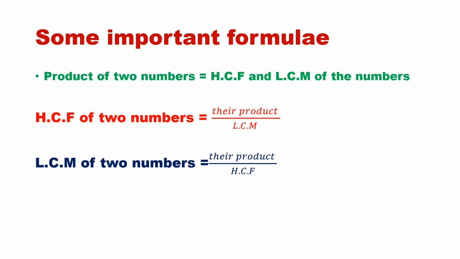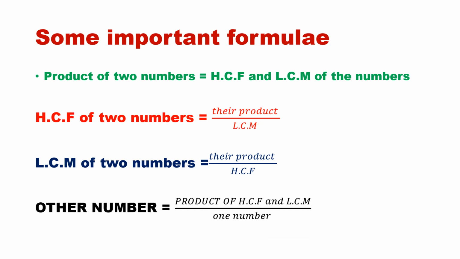Also, if you are given one number and you are asked the other number, what will you do? You will write the product of HCF and LCM divided by the one number, and that will give you the other number. The other number is equal to the product of HCF and LCM divided by the given number.